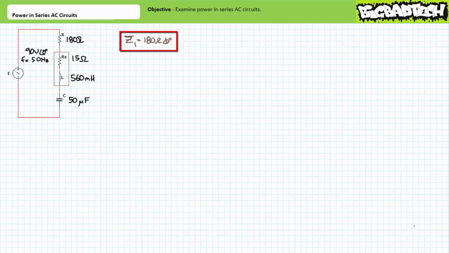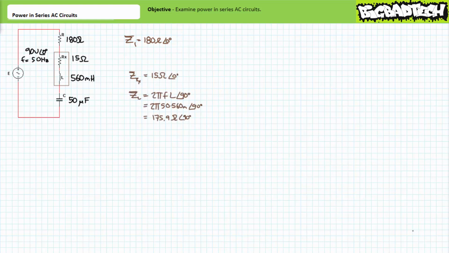The complex impedance of the 180 ohm resistor is 180 ohms at an angle of 0 degrees. Let's call this impedance Z1. The second impedance takes a little bit more effort. The complex impedance of the internal resistance is 15 ohms at an angle of 0 degrees, whereas the complex impedance of the inductive portion of the second impedance at an excitation frequency of 50 Hz has a value of 175.9 ohms at an angle of 90 degrees.